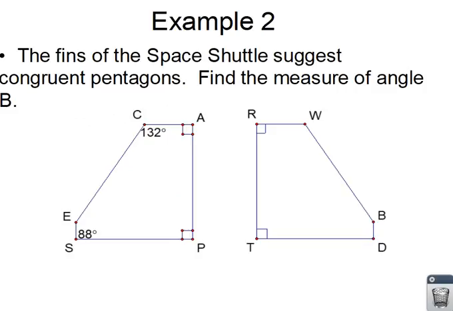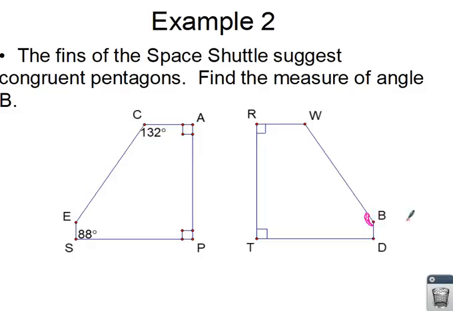All right. Let's say I give you a picture like this, and I say it's the fins of the space shuttle, and it suggests that they're congruent pentagons. All of the fins of the space shuttle would have to be the same thing, otherwise the space shuttle is not going to fly straight. Okay, so these pentagons have to be the same. I want the measure of angle B, right here.